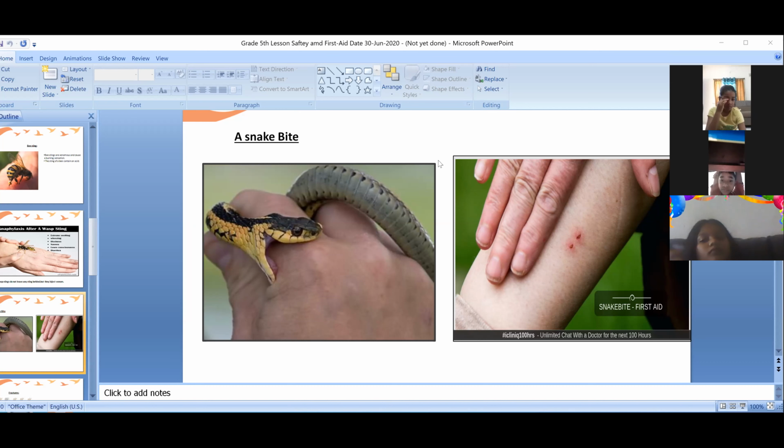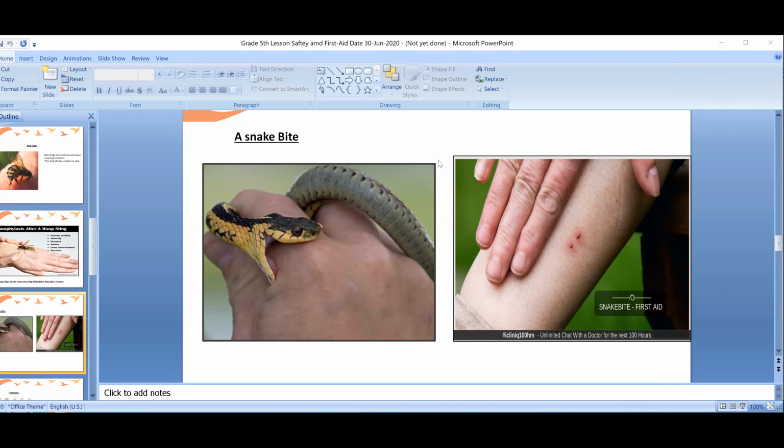Okay, and now we'll just see what happens if a snake bites. They are the most dangerous animals because they are very fatal. They are very dangerous because they have venom inside them.